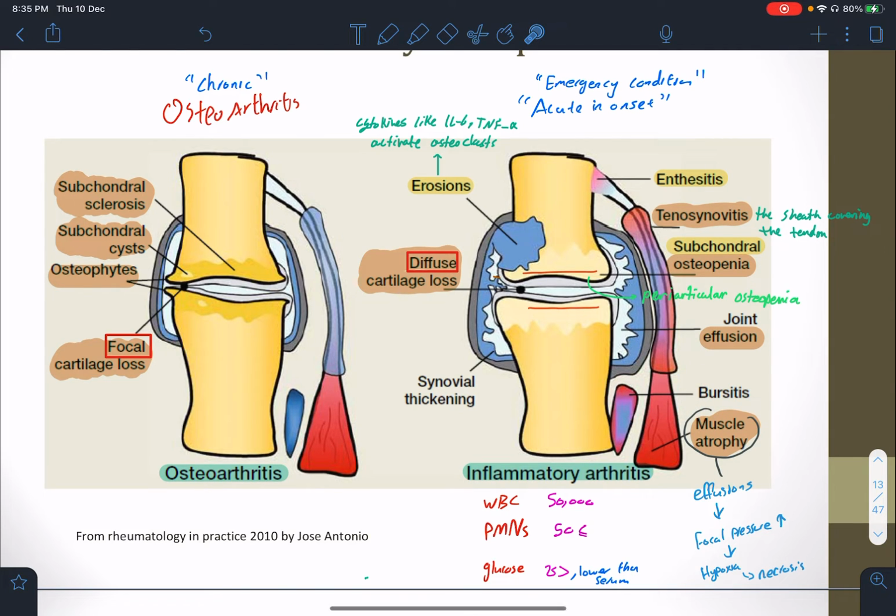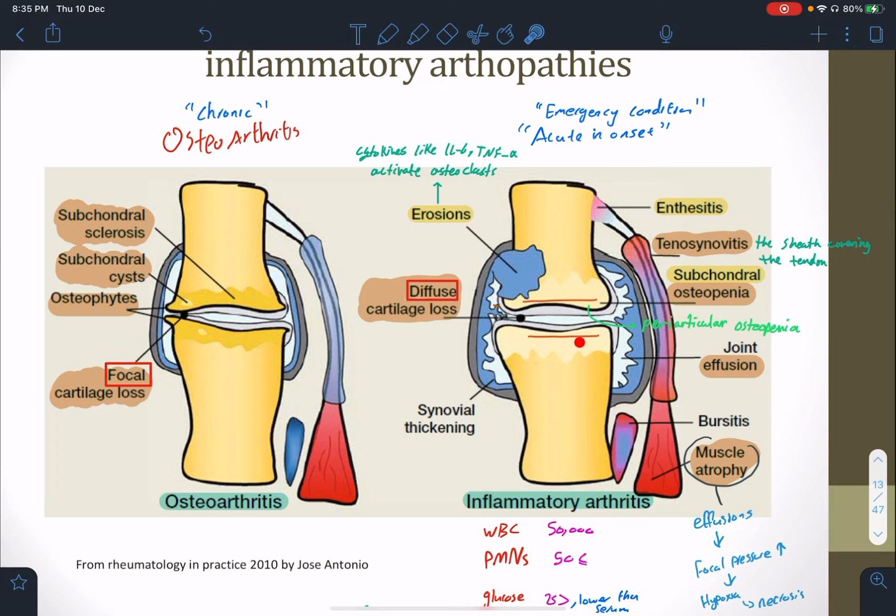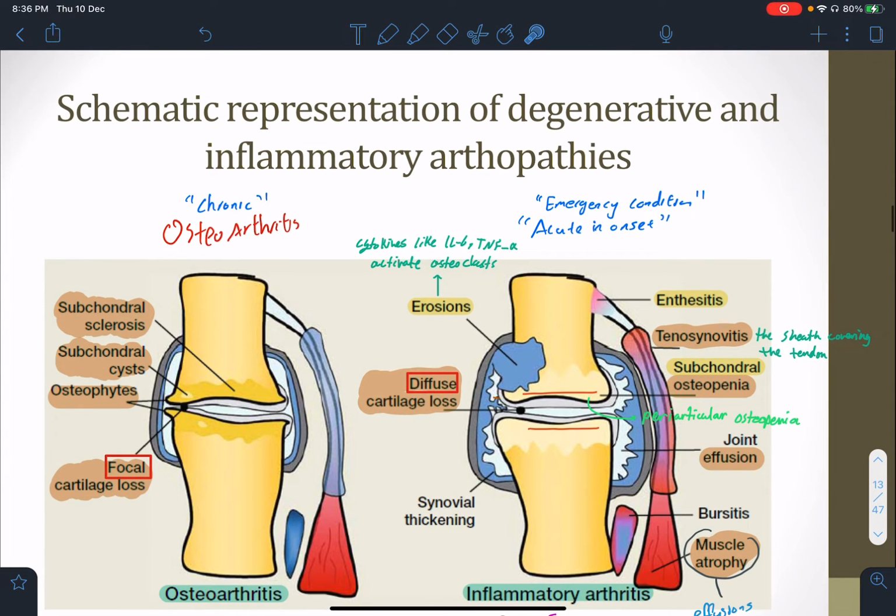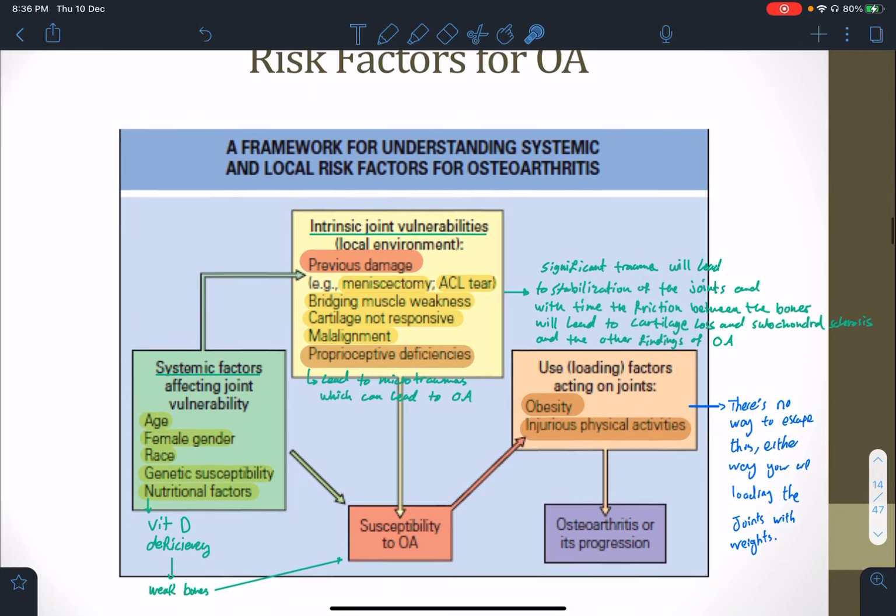So they'll undergo hypoxia, and then they'll undergo necrosis. And if, for example, you have some sort of septic infection or a microbe involved, you'll have increased white blood cells. You'll have changes in glucose level too. If you suspect that there's an infection, you might withdraw some synovial fluid, and you'll notice some microbes present after the analysis.